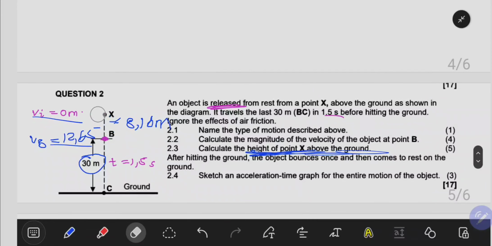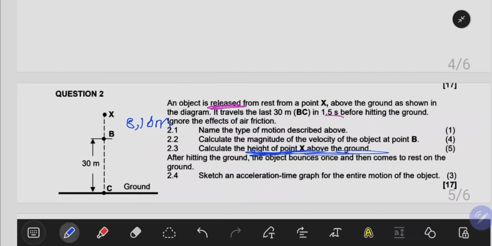Let me remove these things because we no longer need them. So in order for us to get this height here, we have to add this displacement plus this displacement. It will make one straight line, which will give the height of X there.